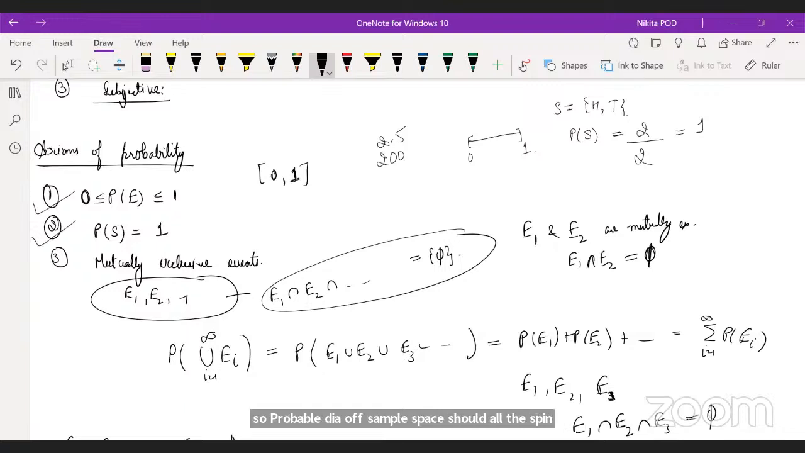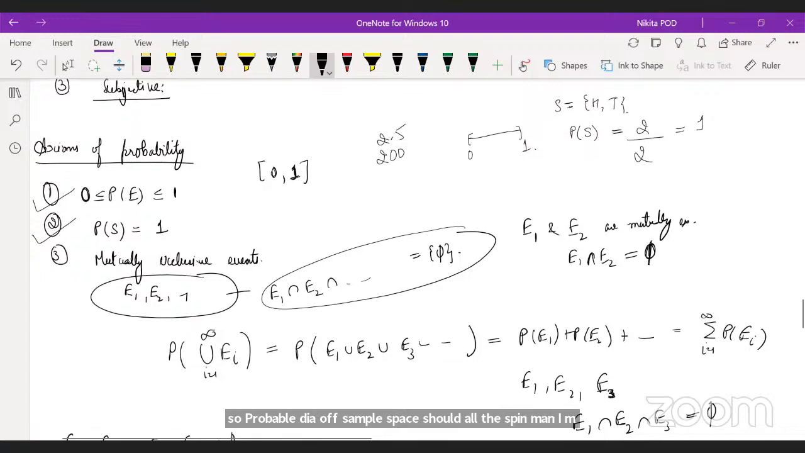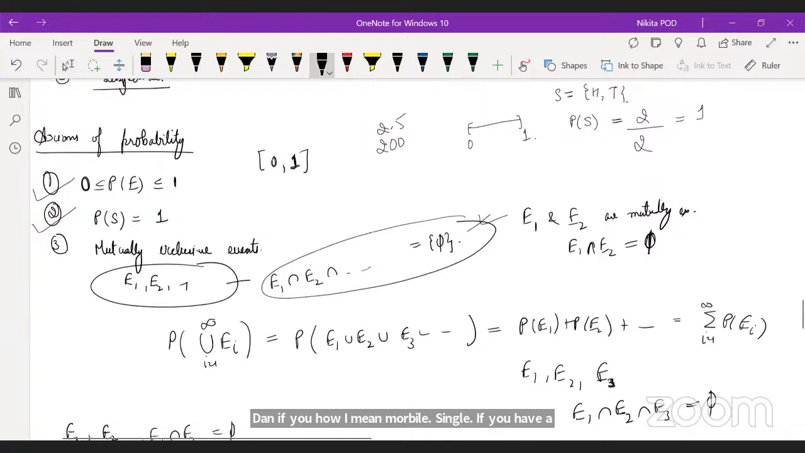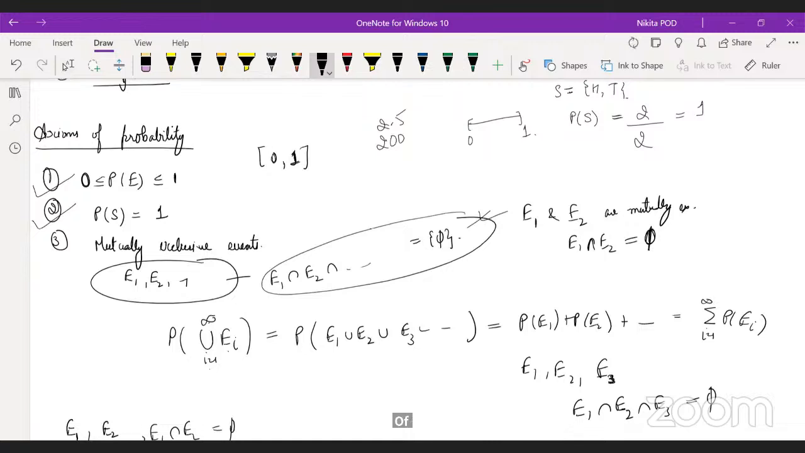And the third is mutually exclusive events. So let's say you have a collection of events, E1, E2 up to En, which are mutually exclusive. It means their intersection is phi. So what we are saying is, if you have a collection of mutually exclusive events, then probability of union of Ei, i varying from 1 to infinity, is nothing but sum of the probabilities of all these events, which is probability of E1 plus probability of E2, so on till probability of En.